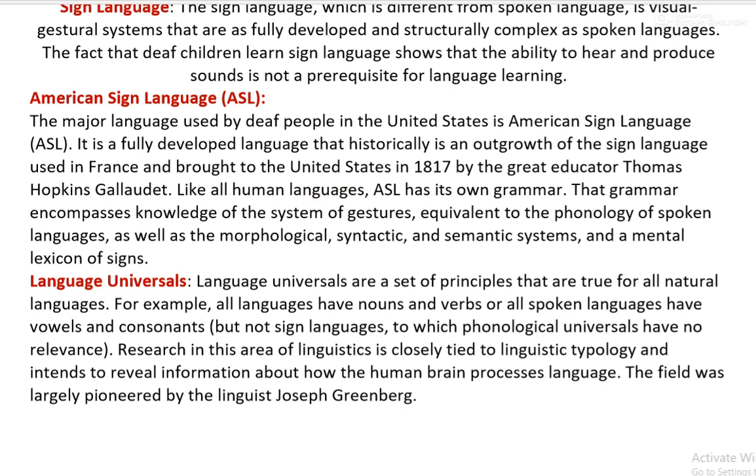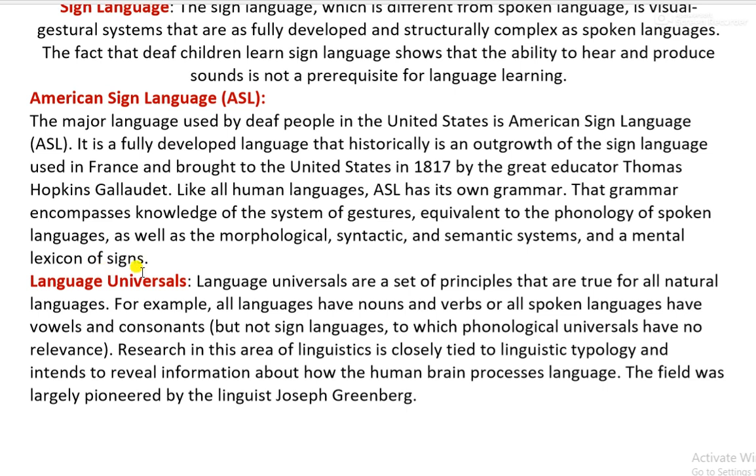Like all human languages, ASL, or American Sign Language, has its own grammar. That grammar encompasses knowledge of the system of gestures equivalent to the phonology of spoken languages, as well as the morphological, syntactic and semantic systems, and a mental lexicon of signs.